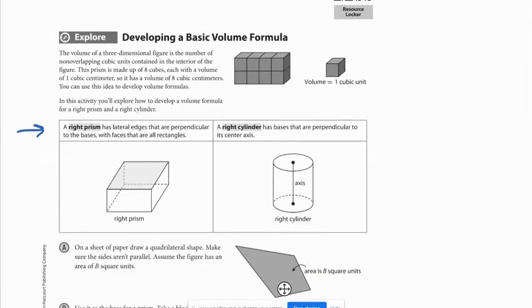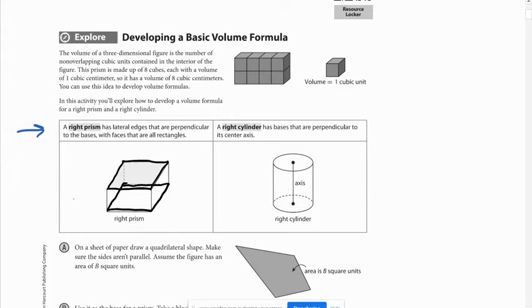So first of all, let's get some understanding of what a prism is. A prism is a solid with any shape base that keeps its same shape from top to bottom. So for example, the base of this prism is a rectangle and the top is exactly the same. So a prism always has two parallel bases that are identical.